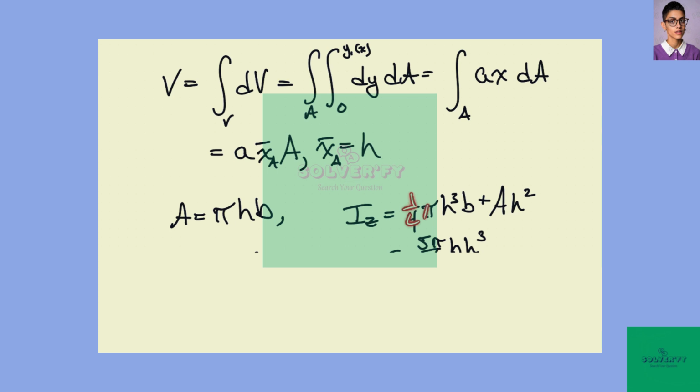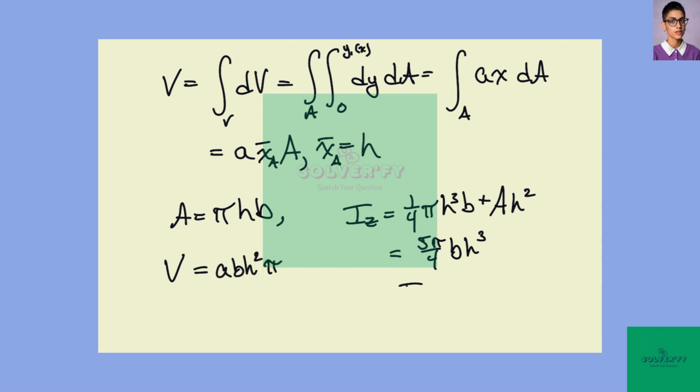It's 1/4 pi h cubed b, and then we need to use the parallel axis theorem that says that we'd have to add the area times the distance x bar squared, and that's h squared. And that just simplifies down to 5 pi over 4 b h cubed. And then the volume, we can just take the area times a times h, so we get a b h squared times pi is the volume.